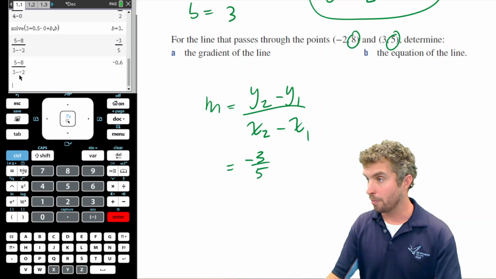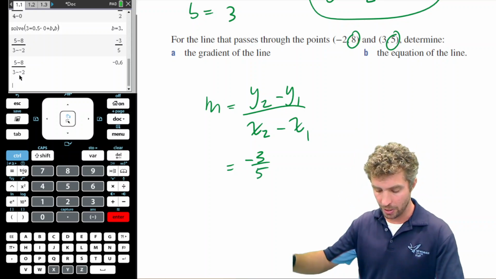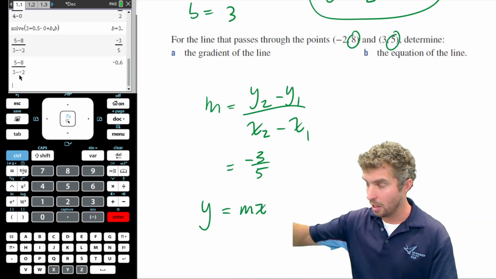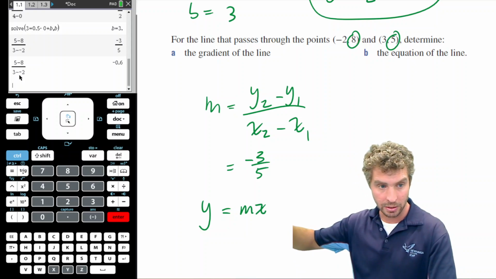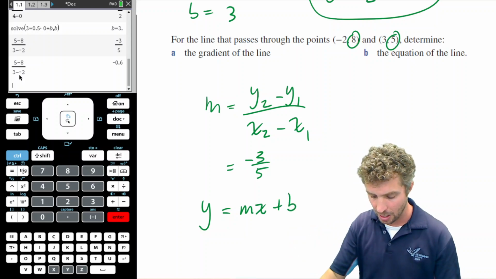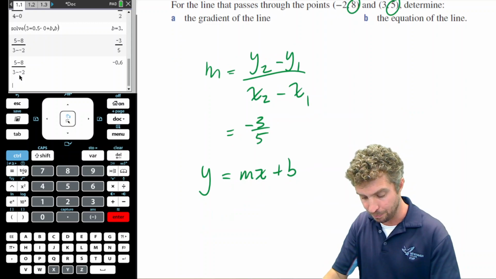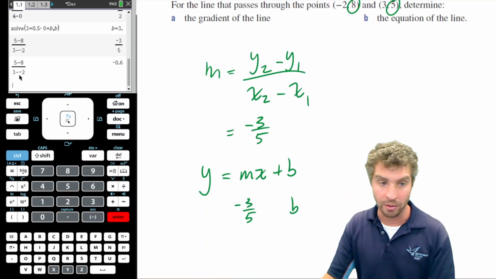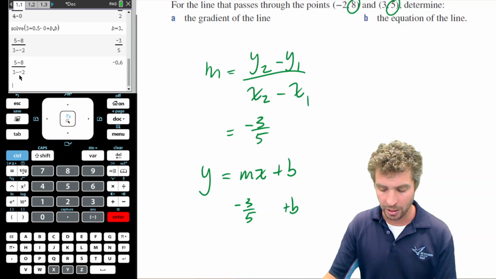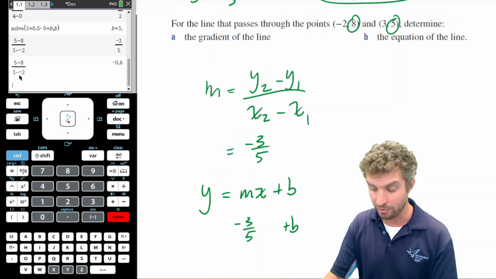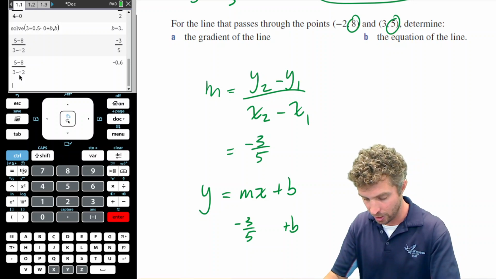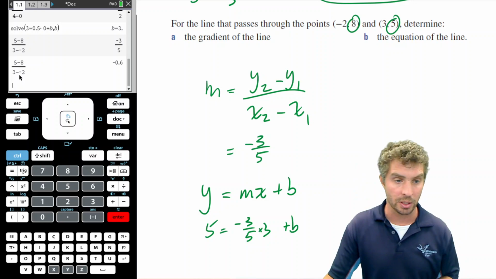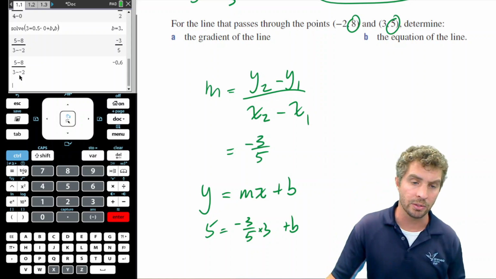Okay, so my equation is going to be y equals m times x plus b, and I know the m, it's negative 3/5. I want to know the b, I don't know it yet. So I'm going to pick an x and a y. I'll use 3 and 5 now. So the 3 is x and the 5 is y. So put a little times in there, and I'll go to my calculator and solve this one.